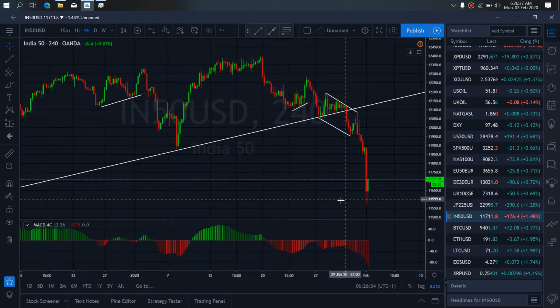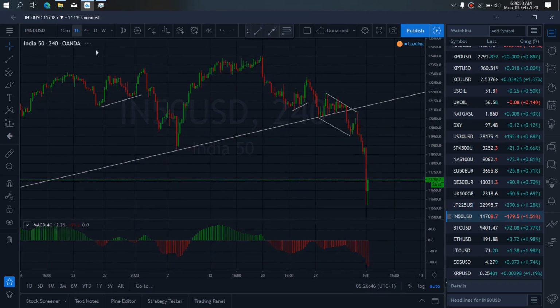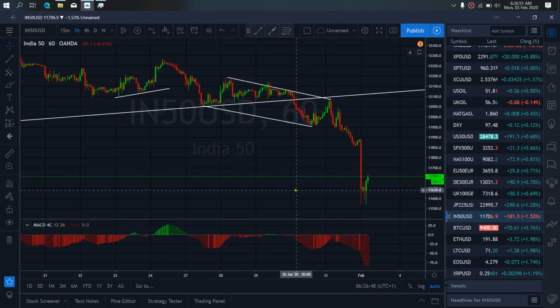So if we zoom to the 4-hour time frame, we want to watch the start of that sideways flat correction here before the drop comes through downside. So to watch out for sales on India 50. So if we zoom to the 1-hour time frame, we want to watch out for that. We expect this to correct.